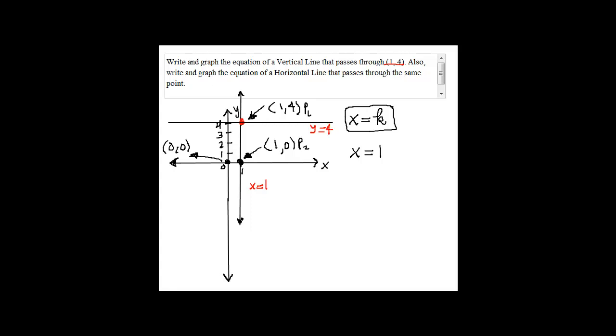Got it. So these are the equations that they were looking for. Y is equal to 4, that's the equation of the horizontal line. X is equal to 1, that's the equation of the vertical line. Both of these lines pass through point (1, 4). That was the question number we're working on.